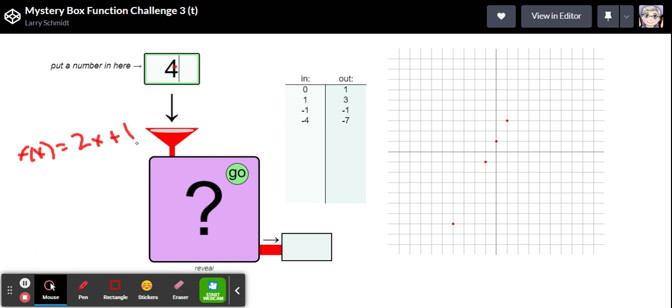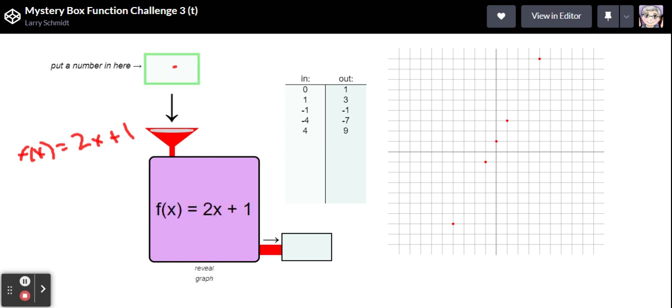So if I put in a 4 here, if I get a 9, I think I'm going to decide we're right here. How about 2x plus 1? So 4 in, and I get a 9 out. Yeah, so we've definitely got a line. So I'm pretty sure this is 2x plus 1. So let's go ahead and reveal. Yeah, we've got 2x plus 1, and we can graph it here, and there is our line with a slope of 2 and a y-intercept of 1.